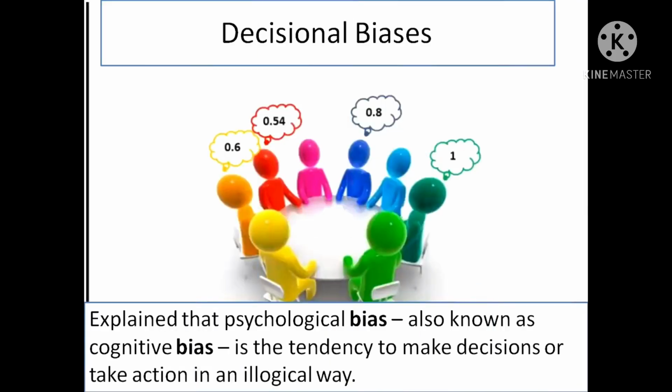Decisional biases. Psychological bias, also known as cognitive bias, is a tendency to make decisions or take action in an illogical way. For example, you might subconsciously make selective use of data, or you might feel pressured to make a decision by powerful beliefs. It always depends on the situation.